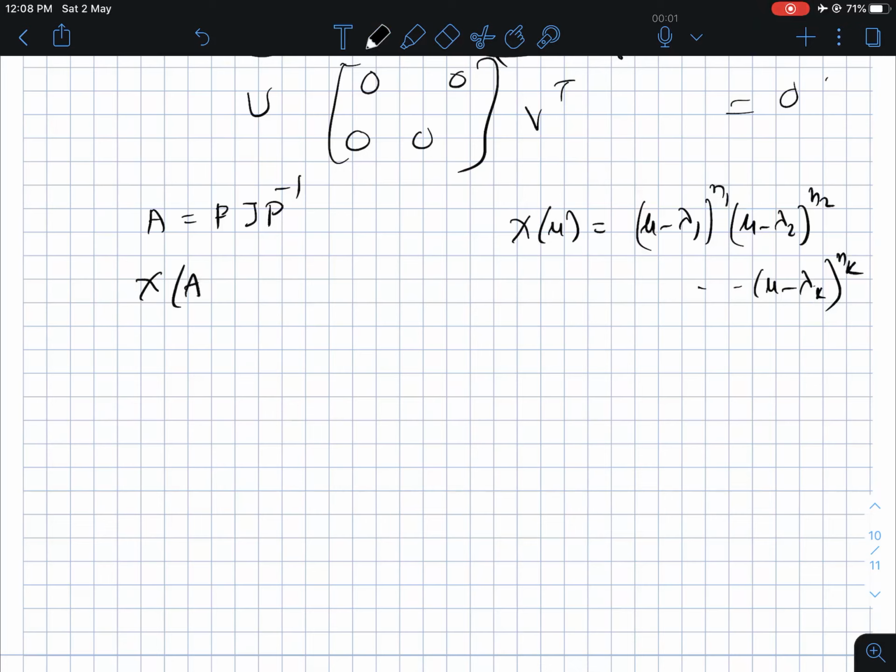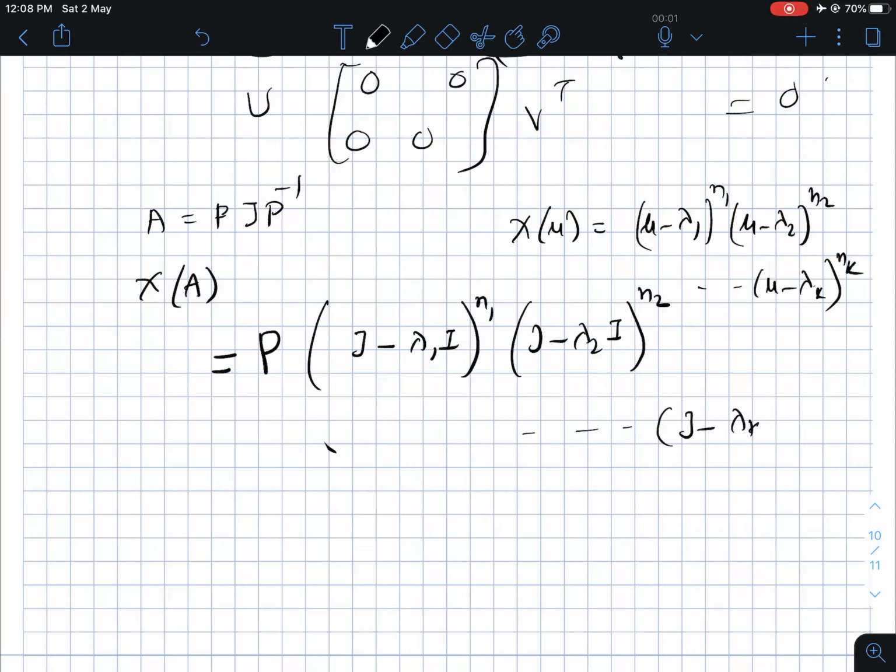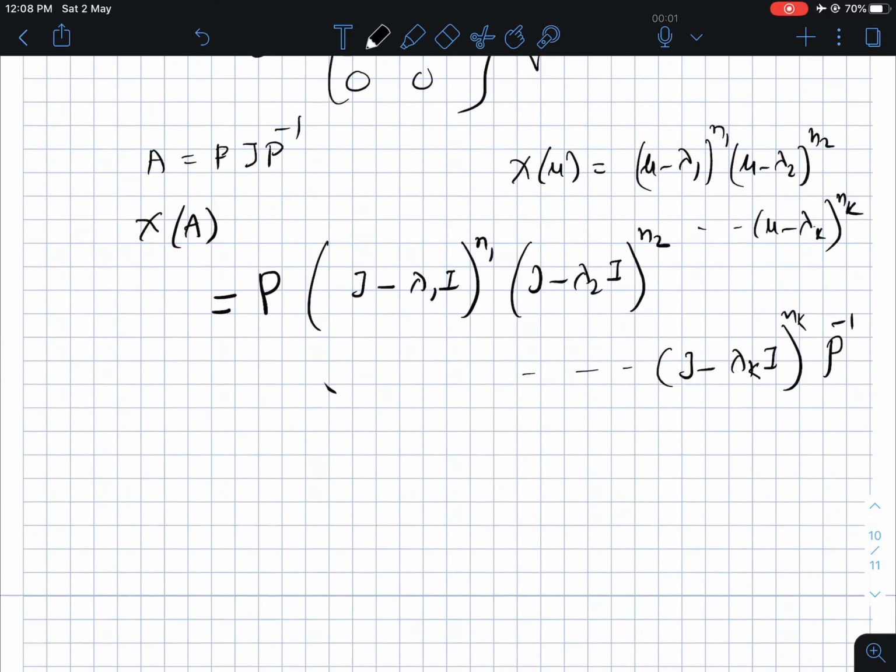So when you compute chi of A, you are going to get pretty much the same thing as before. I'll just write down the final answer. It's going to be P times (J minus lambda 1 I) to the n1, (J minus lambda 2 I) to the n2, and so on, (J minus lambda k I) to the nk, times P inverse. Doing exactly the same thing you did for symmetric matrices, this is what you would get. Now let us try to look at each of these terms. We will see a very similar thing will happen.